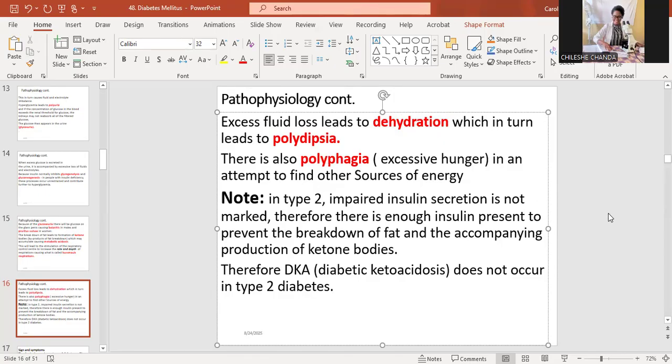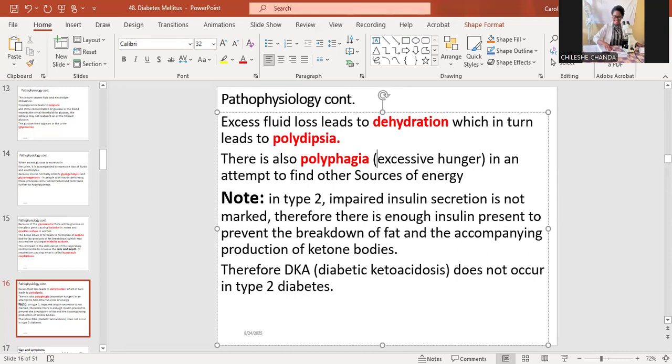Now, remember the cells are not taking up any food because there is no insulin. Because of no insulin, the patient's cells are constantly hungry. Because the patient's cells are constantly hungry, the patient is constantly hungry, and therefore the patient is going to want to be eating more. This is known as polyphagia, that is excessive hunger, excessive appetite.